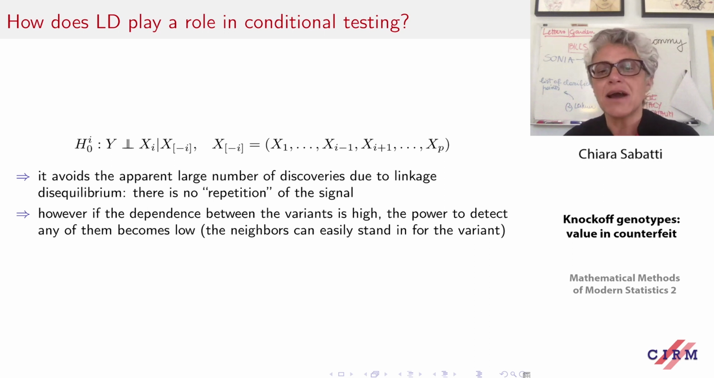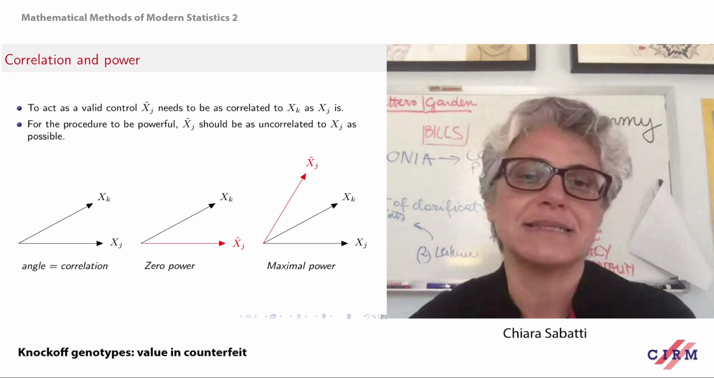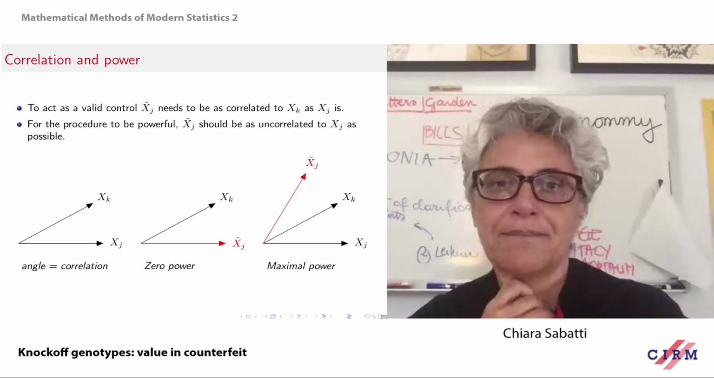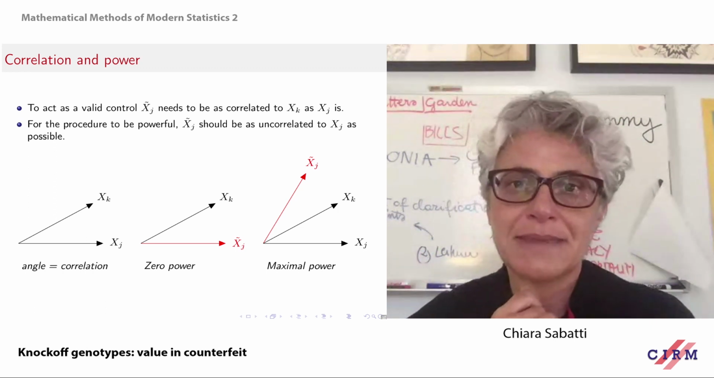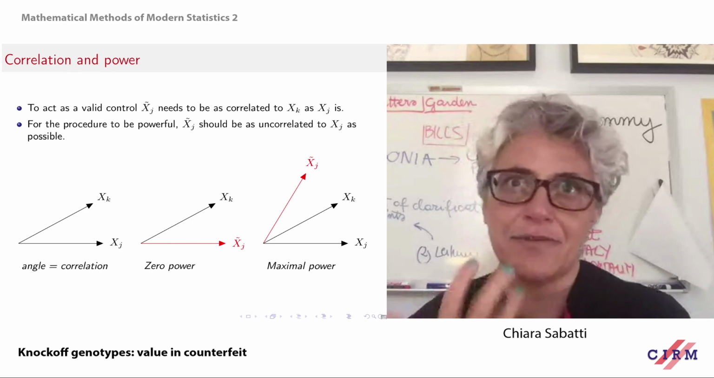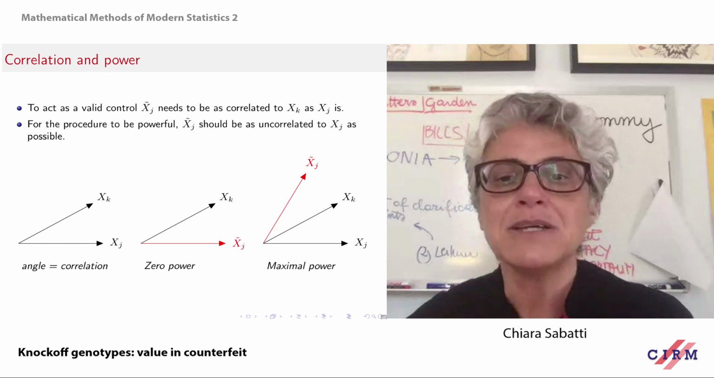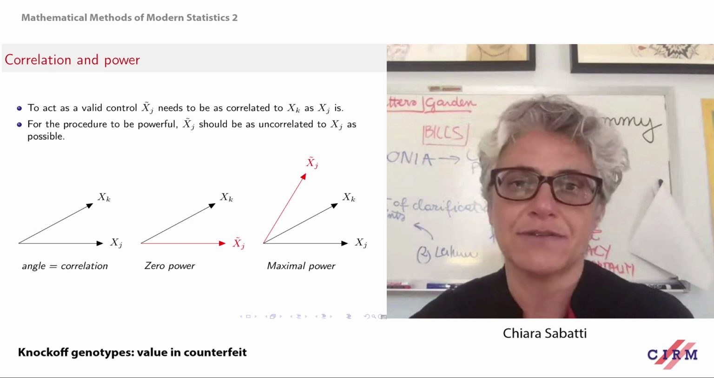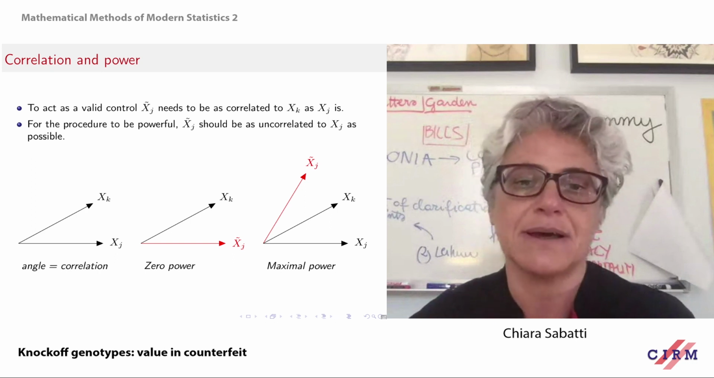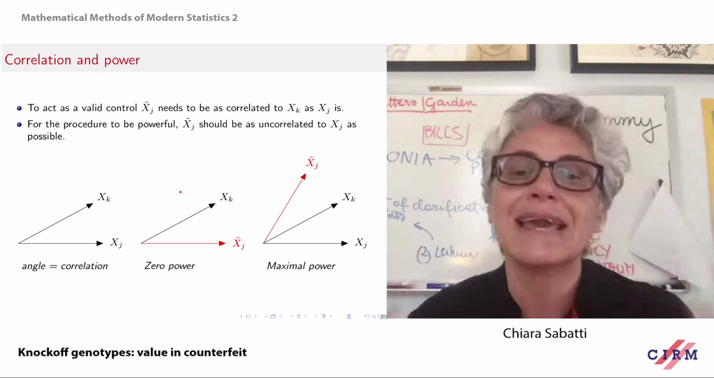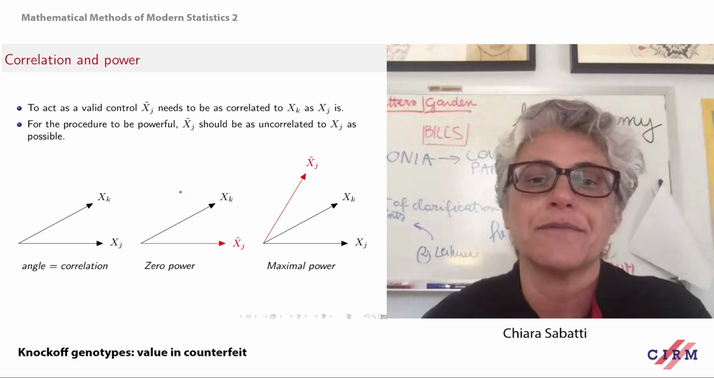However, there are challenges that come with it. Because the dependence between variants is high, the power to detect any of them becomes low. And this is not a problem that is unique to the knockoffs. It's a problem that really exists for any type of model selection approach. But let me show you how this becomes the incarnation of the problem in the context of knockoffs.